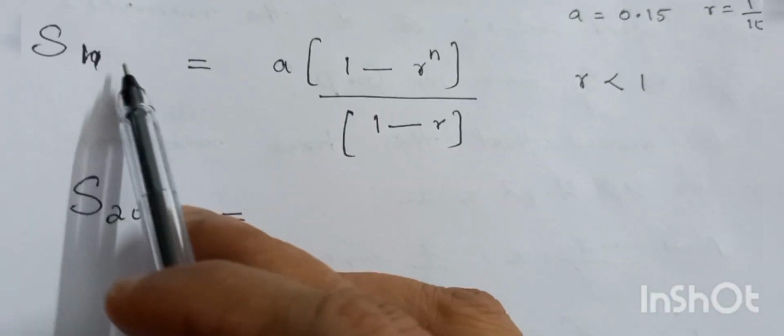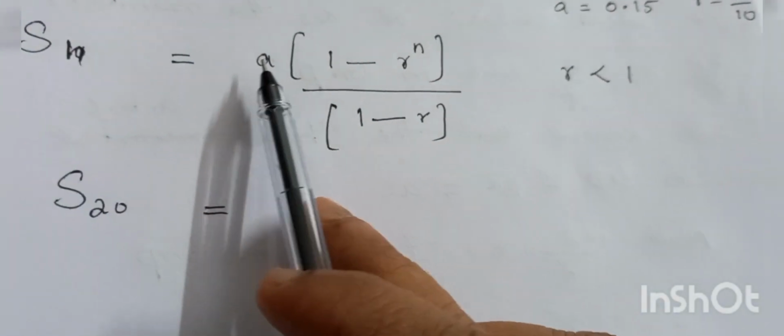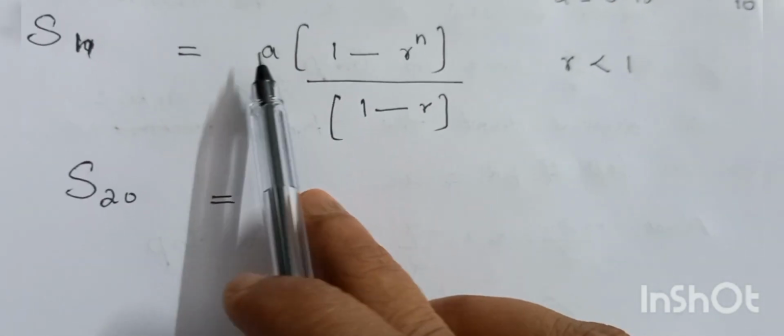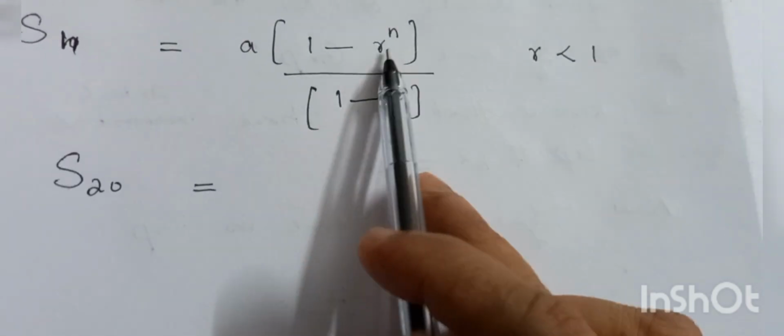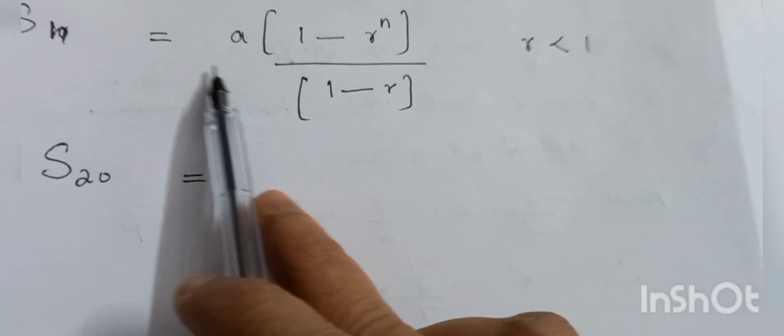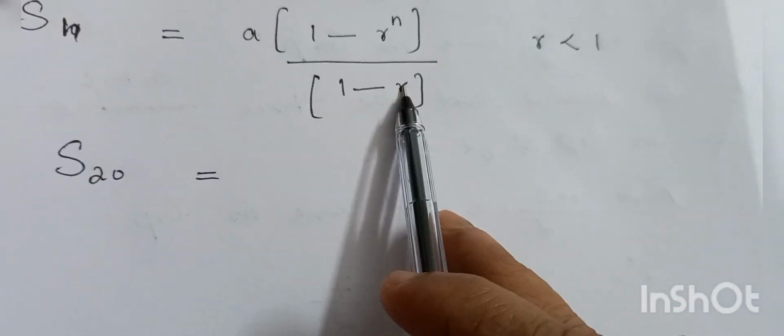Sn is equal to sum of n terms, we have to find a sum of n terms. What is the formula? General formula is equal to A in bracket 1 minus r to the power n whole divided by 1 minus r. How? R is less than 1. Here common ratio is less than 1.